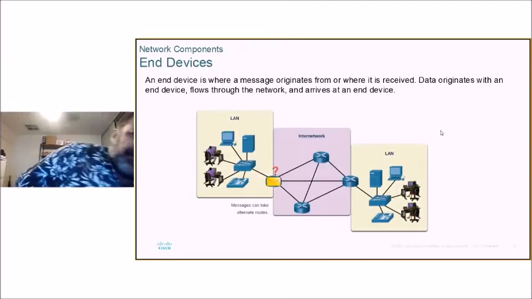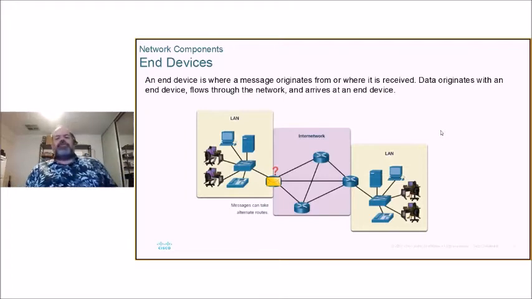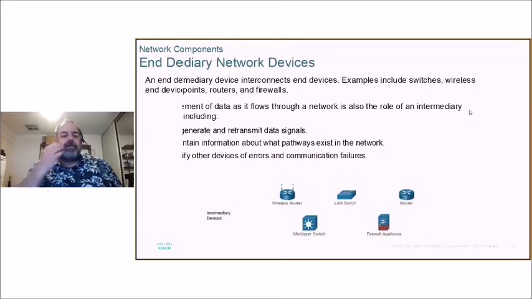Okay, so end devices are where a message originates from or where it is received. Data originates with an end device, flows through the network, and arrives at an end device. So these are your end devices, all the host computers, and then all these other devices in between we call intermediary devices, which is the next slide.